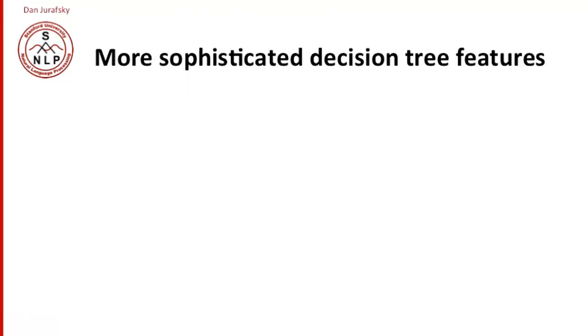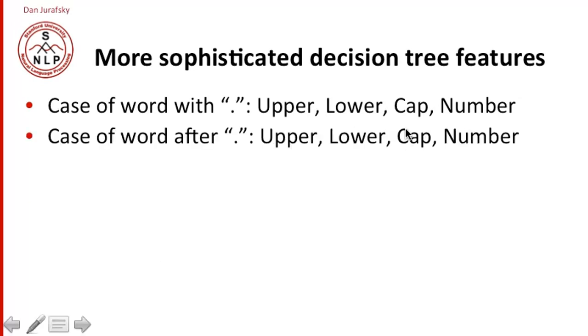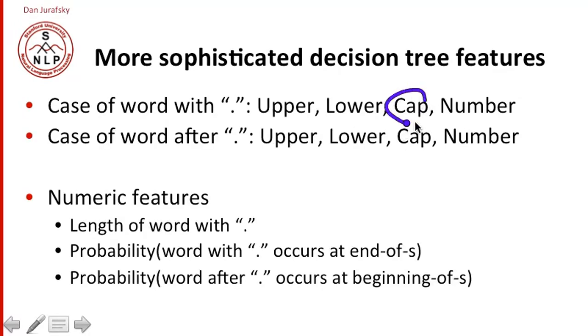And you can imagine arbitrarily sophisticated decision tree features that we could use. So one thing we can use is the case, or it's called the word shape of the word with a period. Am I an uppercase word? Am I a lowercase word? Am I all caps? So uppercase meaning the first letter is uppercase, lower meaning it's lowercase, cap meaning it's all caps. Am I a number? Any of these kind of word shape features can give us information. An all caps word is very likely to be an abbreviation.